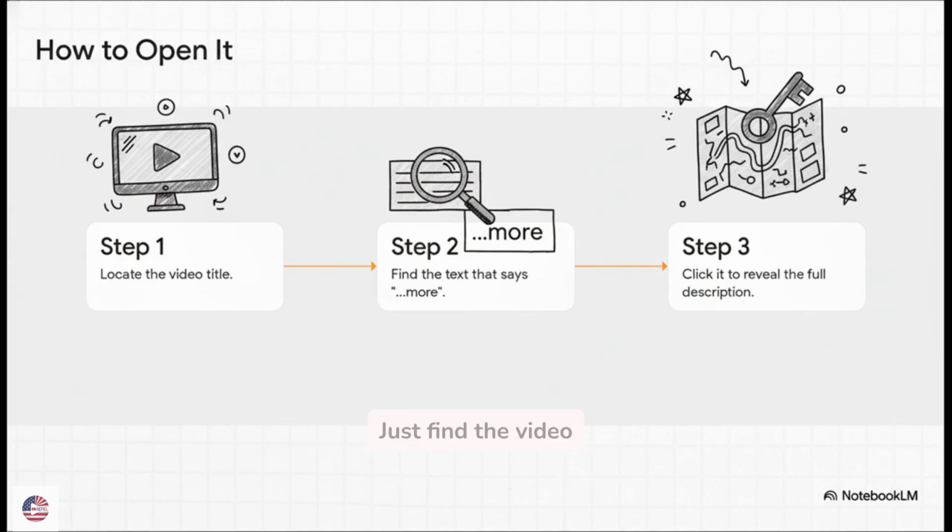So, how do you open this thing? It's so simple. Just find the video title, and right underneath the first couple of lines of text, you'll see a little word that says More. That one little click is the key that unlocks the entire map.